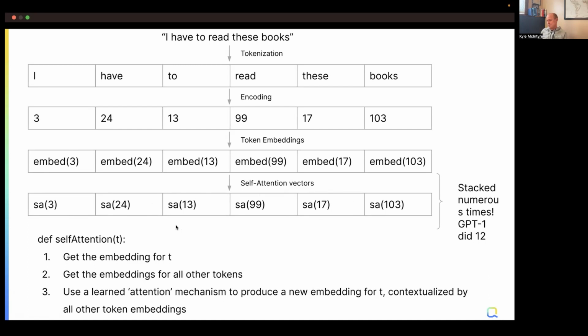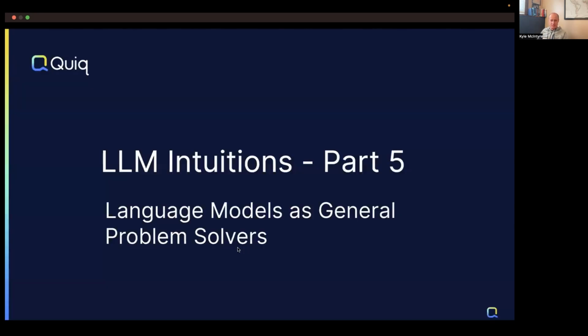And now these LLMs, the first L is large. They are very large, and they repeat this process many times. You'd stack self-attention layers on top of each other. GPT-1 did it 12 times, and it's only gotten bigger since then. Stacking multiple layers of self-attention enables the model to continually perform higher and higher level reasoning. Lots of hand waving there, but I think it's an accurate picture you can take with you when you're thinking about these things. So that's what self-attention looks like.